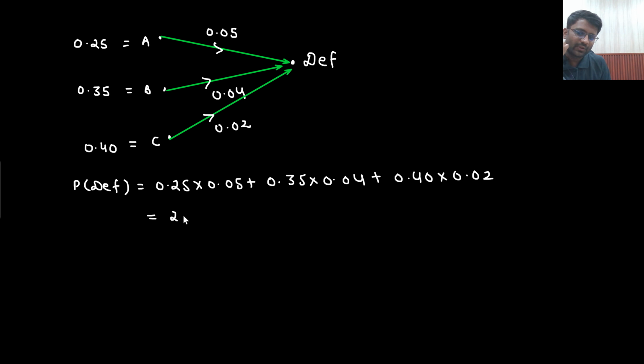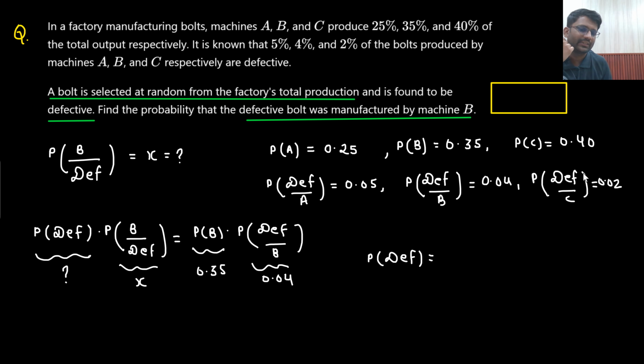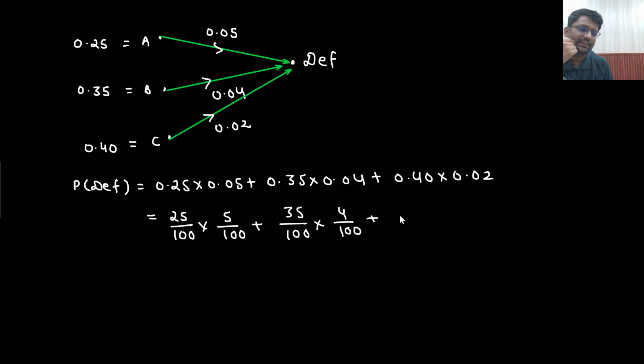Actually, this problem should have been solved in this manner. I should have written 25 by 100, 5 by 100. Then it would have been an easier calculation, but in points it becomes a difficult calculation. Whenever it is given in percentage, always go with this 4 by 100. Don't write it in points. That was an error from my side. Now the problem looks very easy, but in points it would look like a complex calculation.